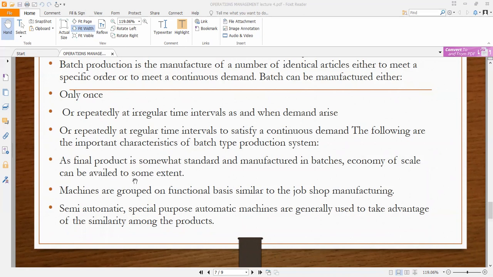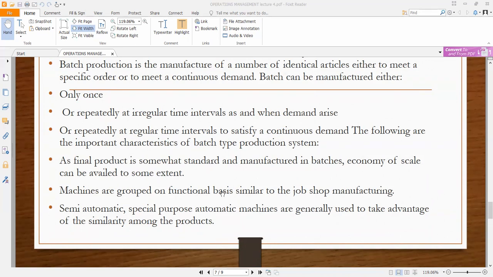Economies of scale can be availed to some extent. Because you are manufacturing a lot, economies of scale is a situation where the amount that you spend on producing one product reduces. When you go into a market today, they'll tell you for more than 10, I'll charge you this amount, which is less than the amount that you're going to spend for buying fewer than 10 products. The simple concept there is economies of scale. Economies of scale means that when you increase the number, the cost of one reduces. So when you are producing a lot, the economies of scale take shape.